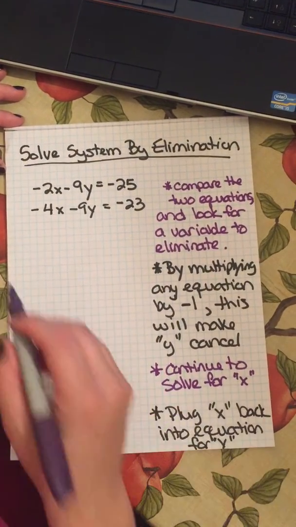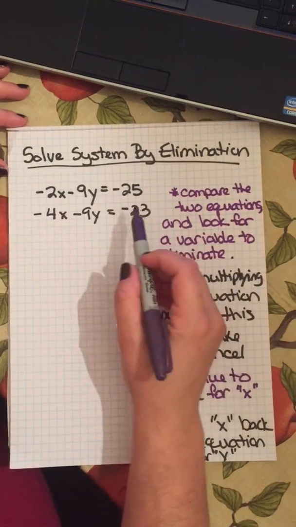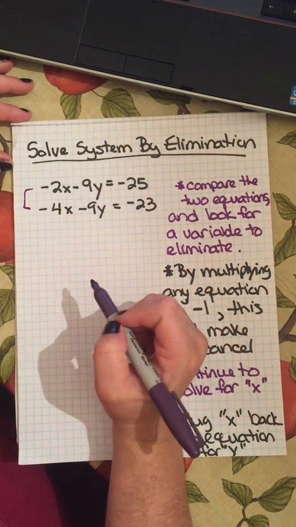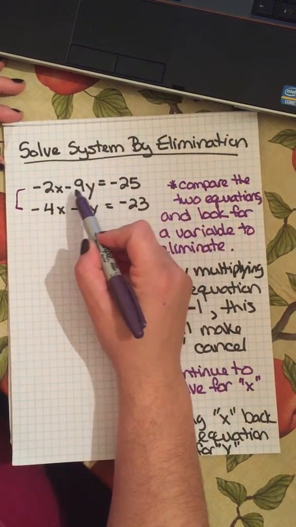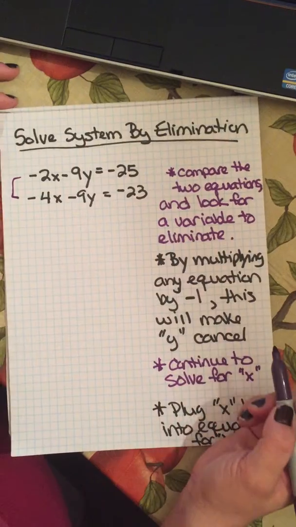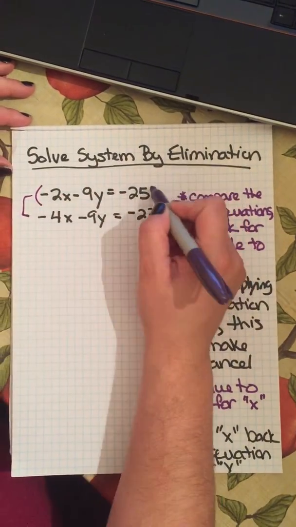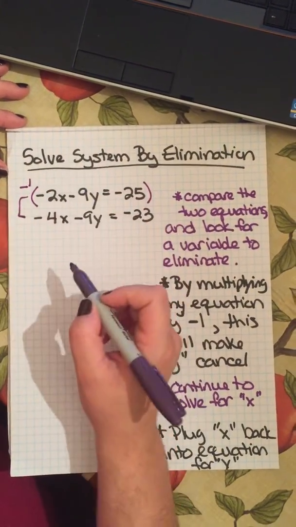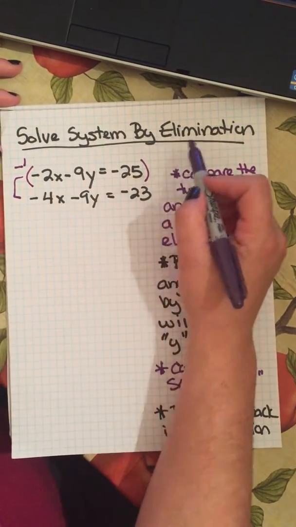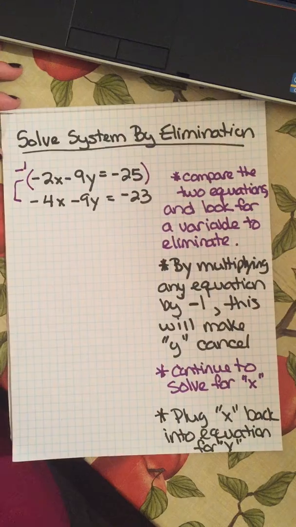In order to solve this system of equations, we want to compare both of them to look for a variable that's easy to cancel out. I can see here that I have negative 9y in both equations. So if I multiply any one of these equations by negative 1, that will change my negative 9y to a positive 9y and will eliminate the y's because of it.